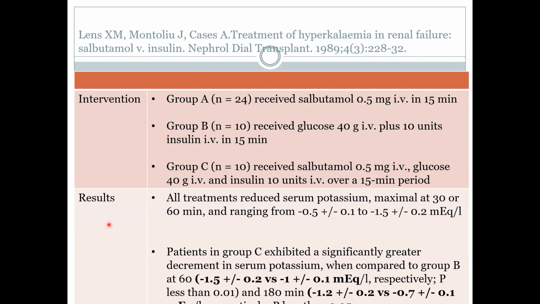So what the authors found was that all treatments reduced serum potassium, with a maximum effect at 30 or 60 minutes, and the reduction ranged anywhere from 0.5 to 1.5 from the baseline potassium level. Interestingly enough, the patients in group C had a significantly greater reduction in potassium compared to group B, with 1.5 compared to 1 at 60 minutes, and then at 180 minutes, it was 1.2 compared to 0.7.